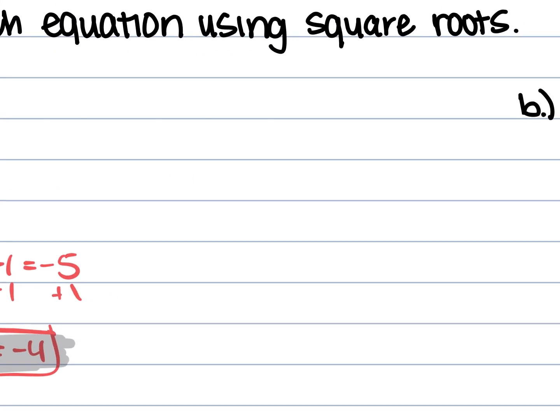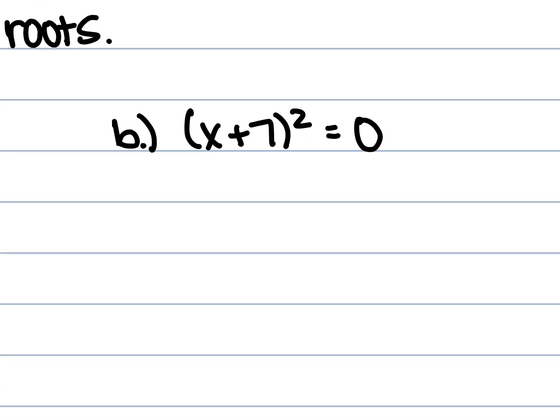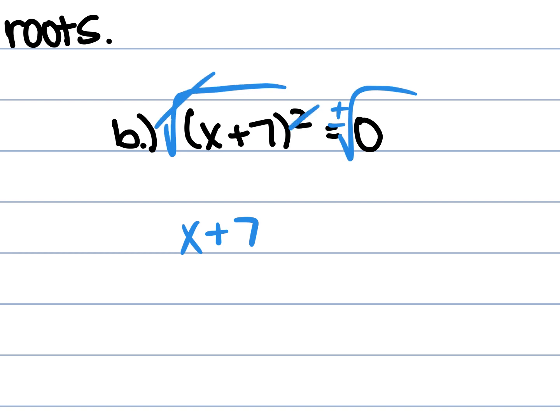Okay, so let's take a look at B. Do I start by adding 7 to both sides? No. What do I do first? You take the square root. So I take the square root of both sides. Don't forget plus or minus. What's the square root of x plus 7 squared? It's x plus 7. You can cancel these out if you want, so it doesn't confuse you. So I just have x plus 7 equals, what's the square root of 0? Is it plus or minus 0?